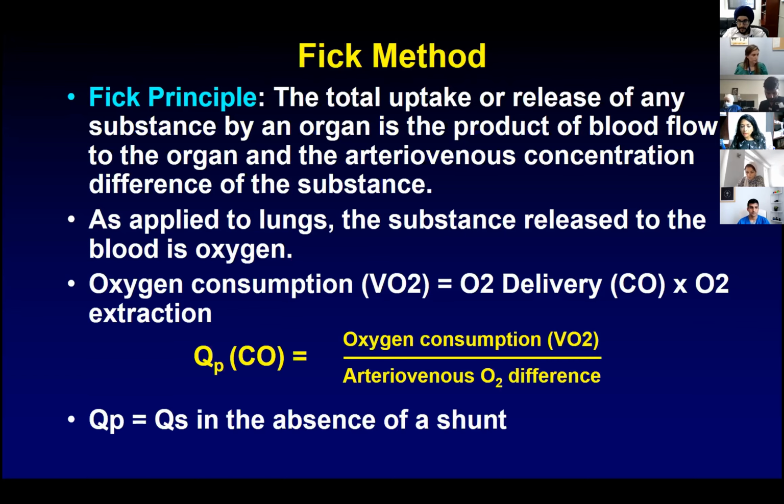In the absence of any shunt, QP, meaning the blood flow to the lungs, is going to be equal to QS, the systemic cardiac output. So the pulmonary arterial cardiac output and the systemic cardiac output are going to be the same in the absence of a shunt. So we assume that the cardiac output is equal to the QP that we're calculating.